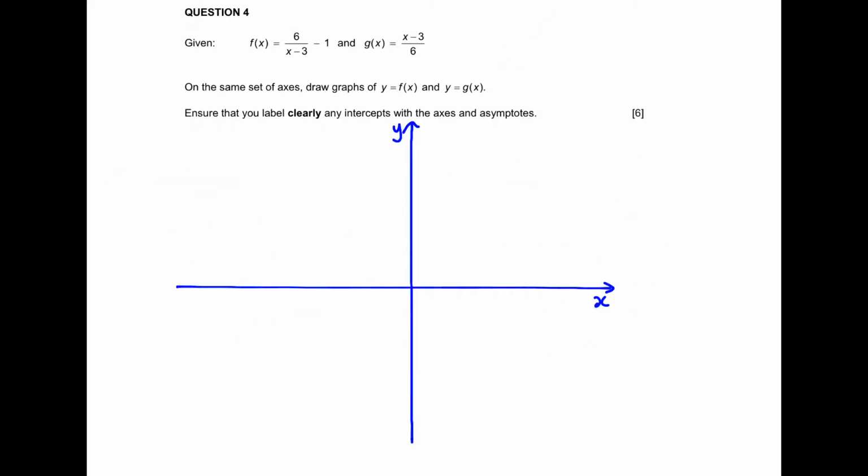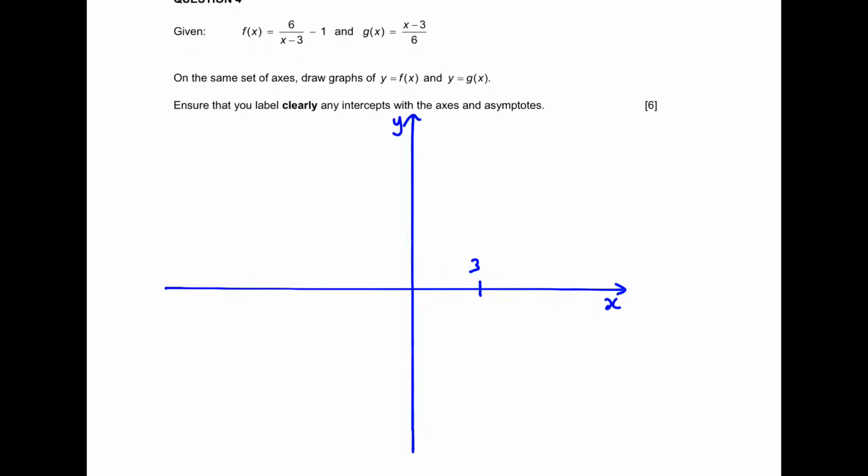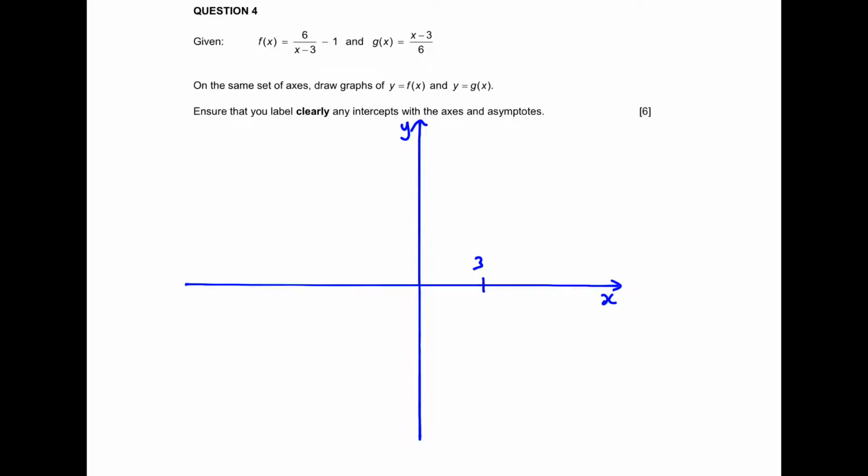Right, so I'm going to start with my straight line graph. So my straight line graph has an intercept at positive 3 on the x-axis and at minus a half on the y-axis. Right, and then all we need to do is link those. Okay, that's g. Don't forget to label it. And just check that you've labeled all important points. The straight line only has the intercepts that need to be labeled, so that's good enough. Now we can move on to the hyperbola.